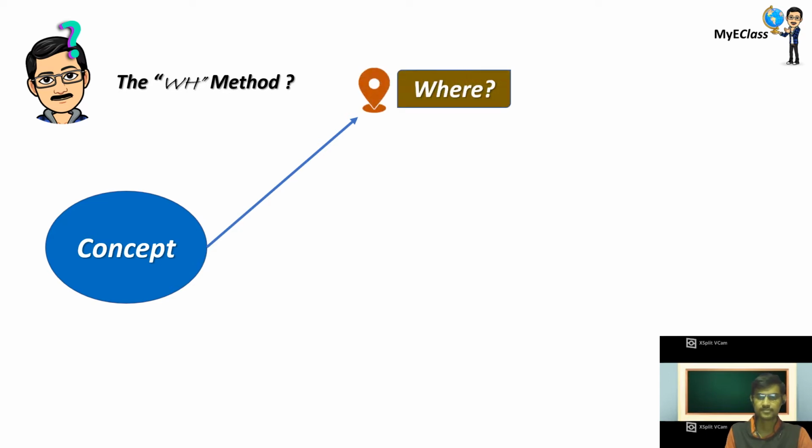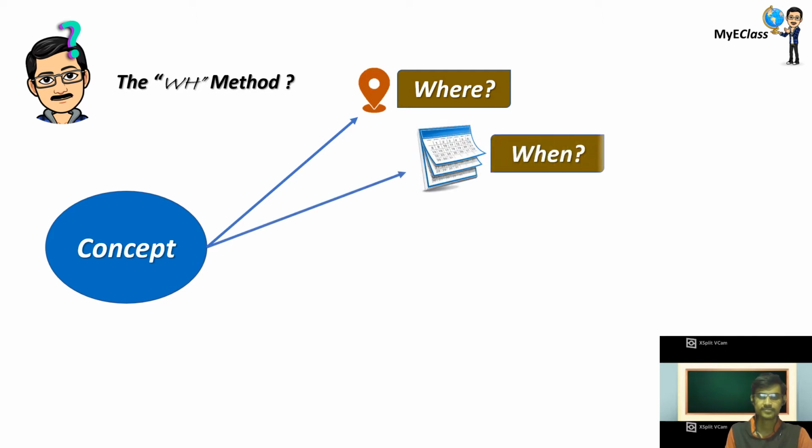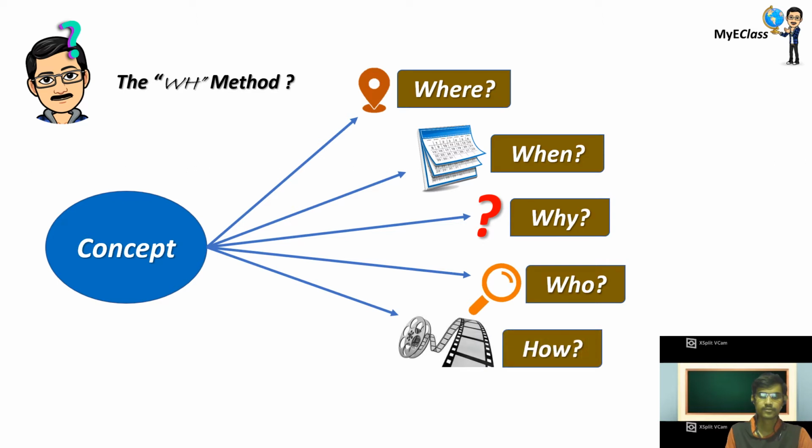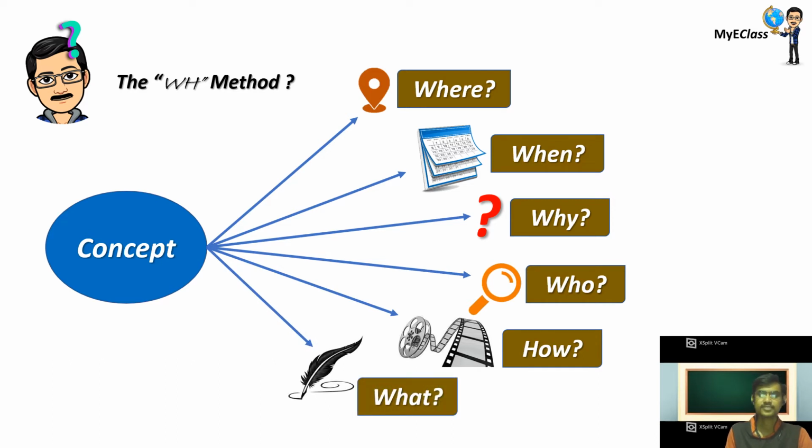The first one, where. Second one, when. Third one, why. The next one, who. How and what. These are the WH words which you have learnt in your language class.